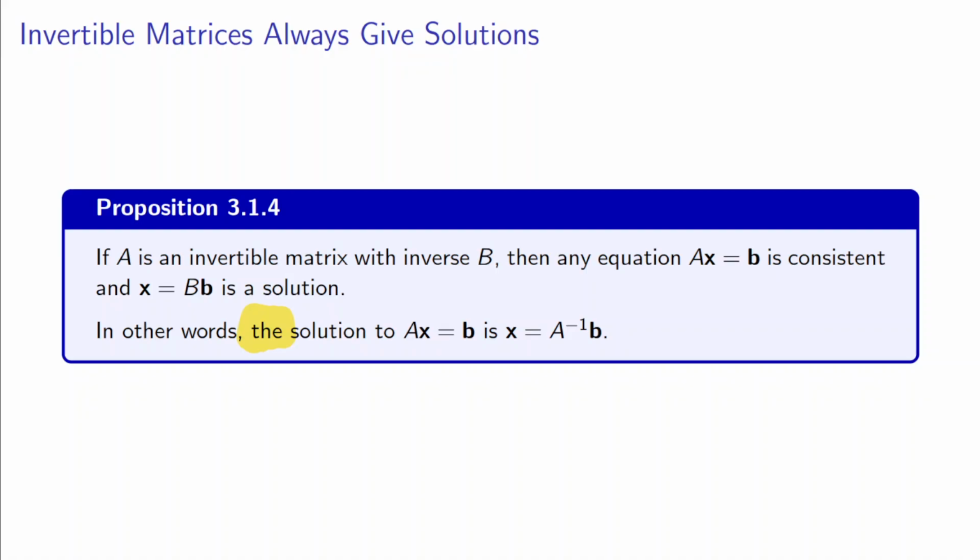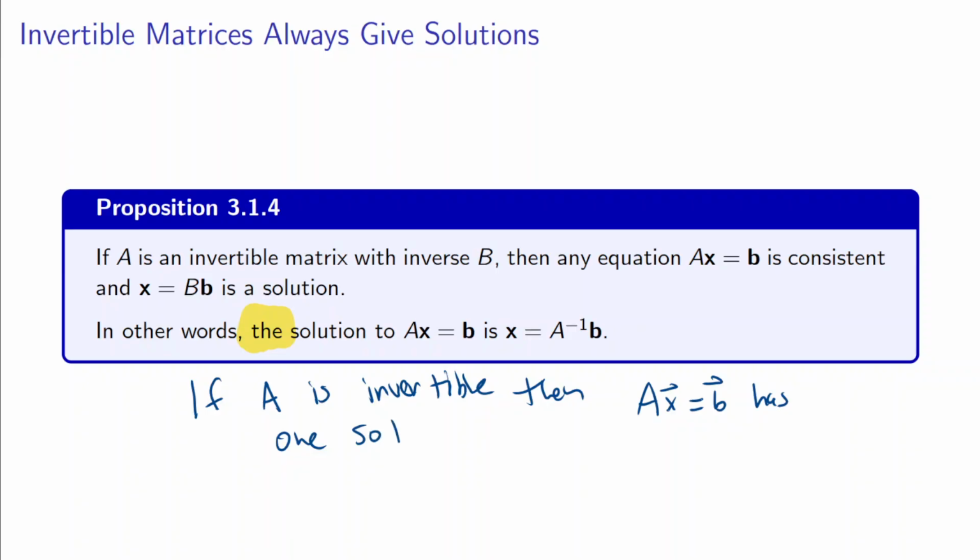So if A is invertible, then Ax equals b has one solution, namely x equals A inverse b.